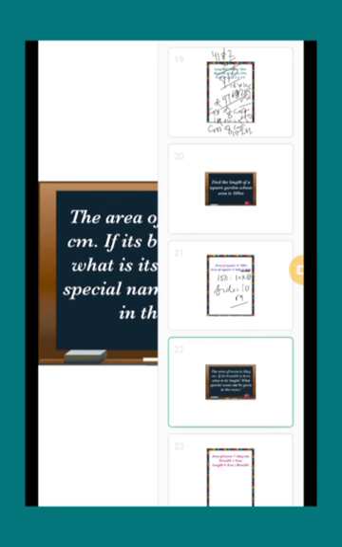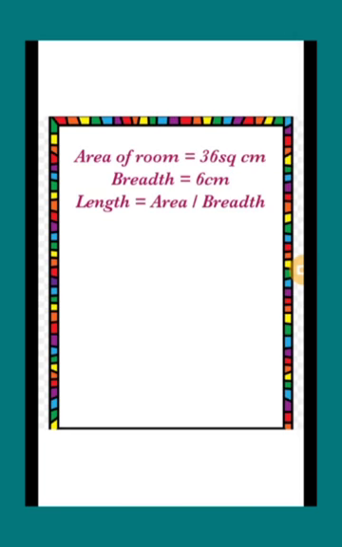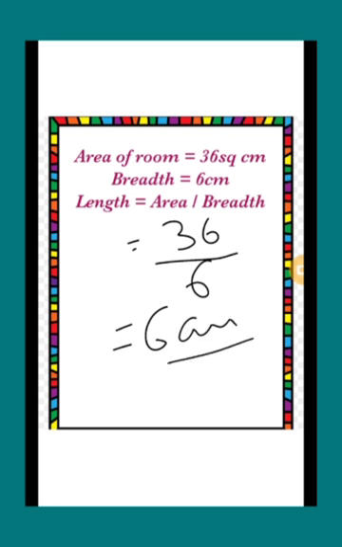So let's start. The area of room is equal to 36 square centimeter. Breadth is equal to 6 centimeter. And the formula to calculating the length is equal to area divided by breadth. So when we will divide 36 by 6, then we will get 6 centimeter is your length.